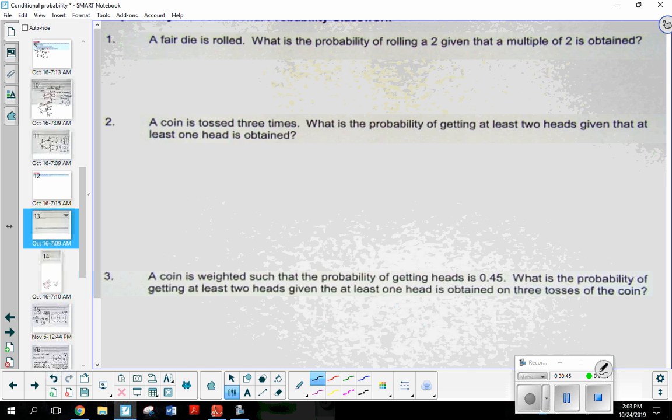Again, I'm a very visual person. I like to go ahead and have all of the different scenarios in front of me. So what I chose to do was a tree diagram. Okay, so this represents the first coin toss, so I'm either going to get a heads or a tails.